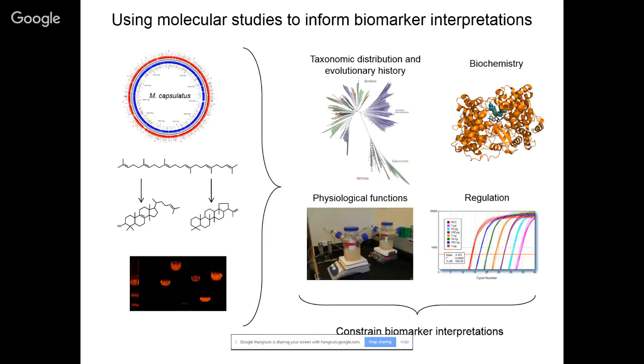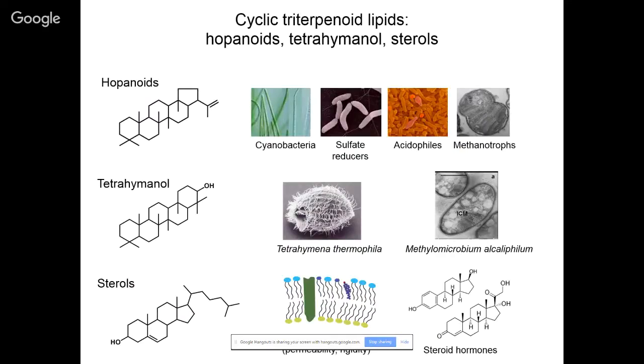Okay, so in my group, we've been focusing on a subset of biomarkers, and these are the cyclic triterpenoid lipids, and these include molecules like these pentacyclic hopanoids. These are primarily produced by bacteria. They're used as biomarkers in general for bacteria, but some of them that are modified are used for specific groups. They're produced by, we estimate, about 10% of bacteria right now based on genomes, but it could be more. And they're really diverse in terms of their metabolisms and the environments that they're found in.